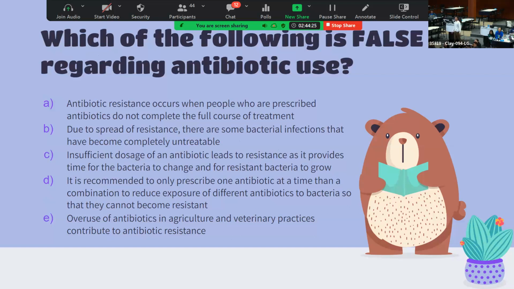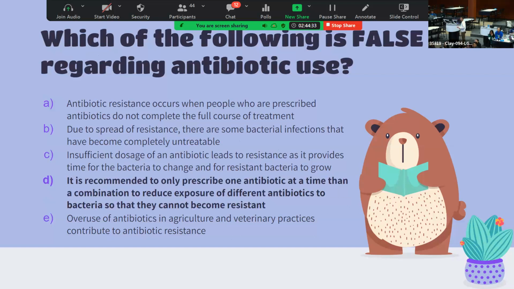Which of the following is false regarding antibiotic use? D. I don't even know. I haven't even read it. Oh, wait. Do you have the slide? I just realized you guys had the slides up.